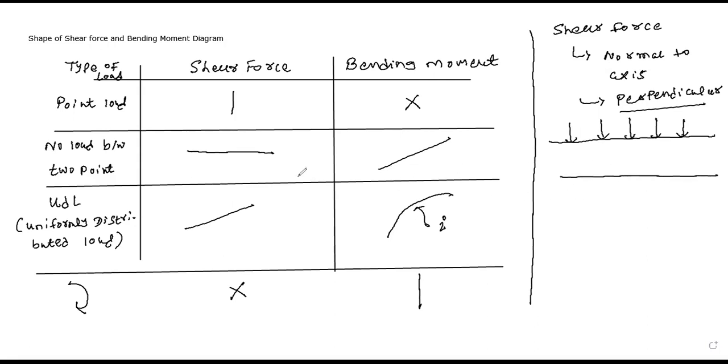Now, let me discuss the shape of the shear force diagram. Suppose I am considering this vertical force only. Point load, consider 10 kilonewton. This is point A, this is point B, and this distance is 5 meter. Now, as we have discussed, shear force is a force which is normal to the axis. Yes or no? Please confirm me.